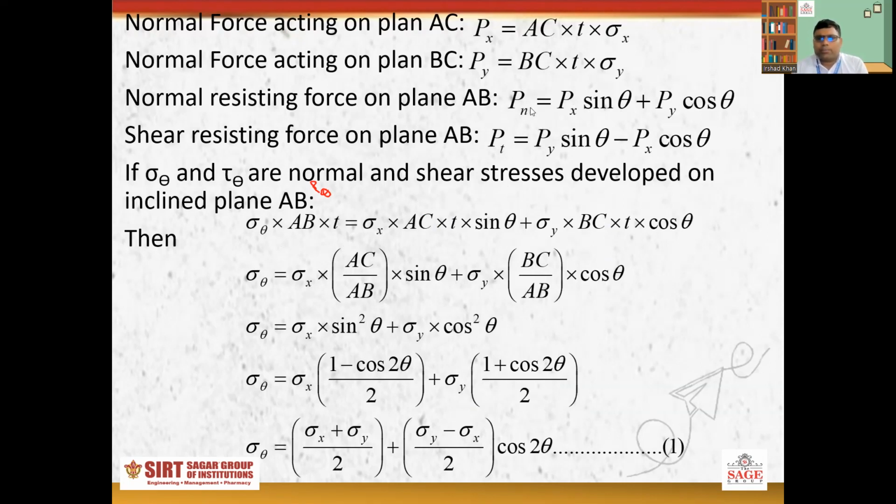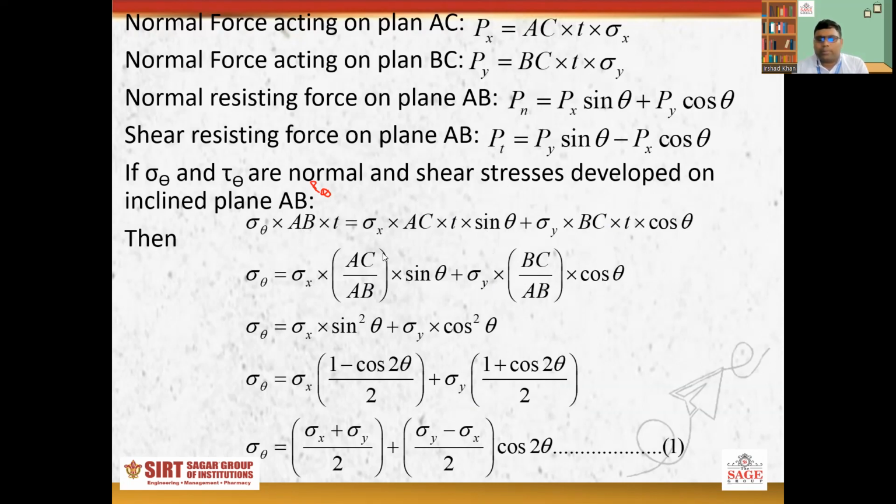So we can write, this is Pn, the normal one. So we can write sigma theta and the cross section AB into T. You might remember that diagram. And we have already taken Py, and here you can see Px equals AC into T into sigma x. Hope you're getting the point. So sigma x into T, multiplied by sine theta, plus Py, and the value of Py is BC, sigma y BC into T into cos theta. T is common on both sides, so T cancels out, and we divide by AB on the right side equation. So AC upon AB into sin theta, plus sigma y BC upon AB cos theta.